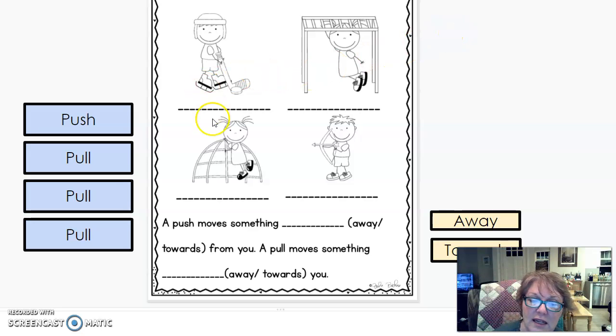And then you get to say a push moves something blank away or towards you, and a pull moves something blank away or towards you. Pick which one it is. And I believe that is the last one. Have fun.